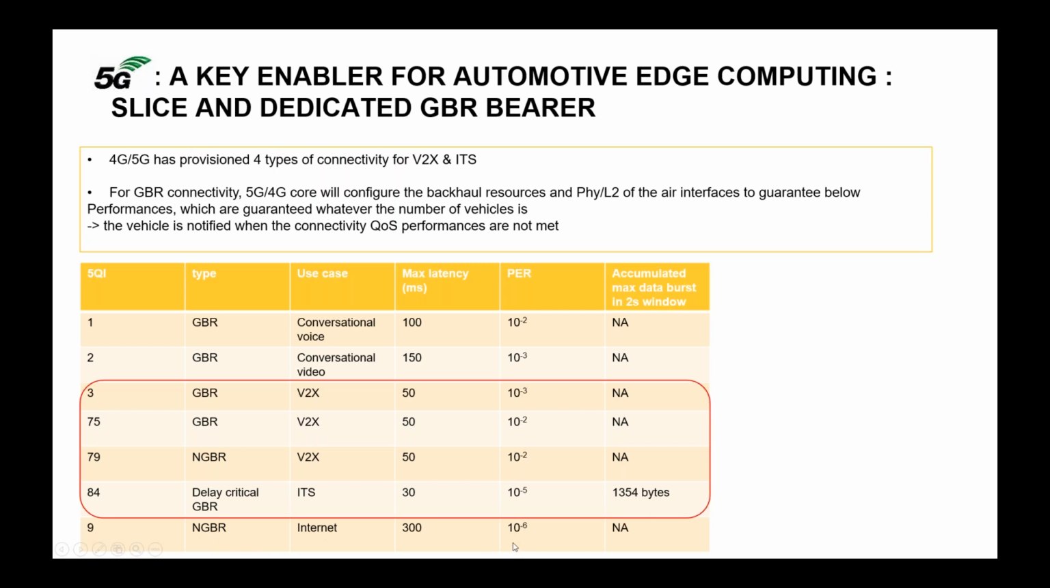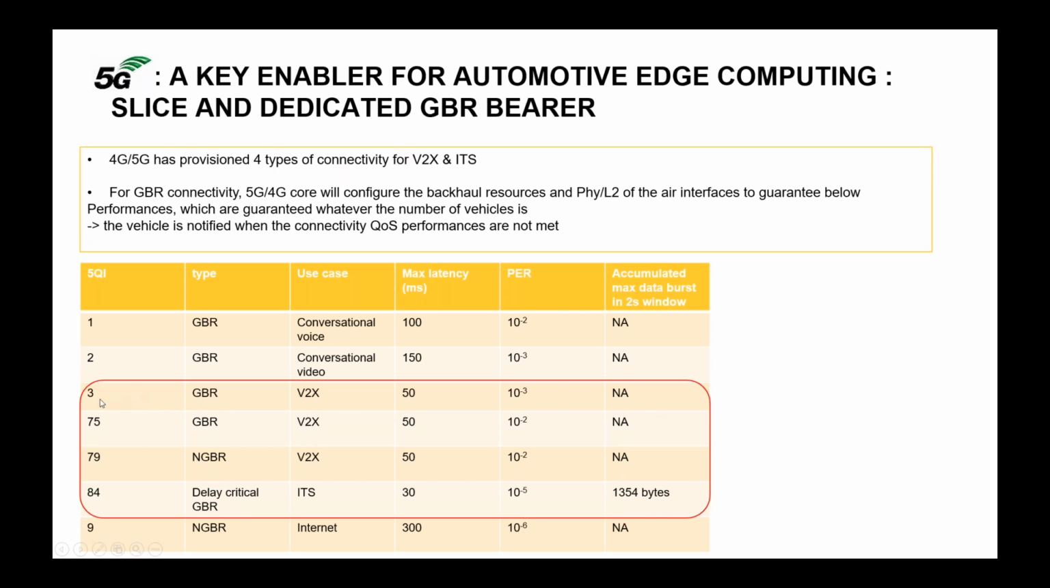It is targeting a packet error rate very low, less than 10 power minus 6, with a latency which is not really bounded, but this can be much higher than this type of performance. And recently, 4G and 5G have introduced these two types of bearer, which are really focused on V2X. These are guaranteed bitrate bearers. That means that the performance is guaranteed.